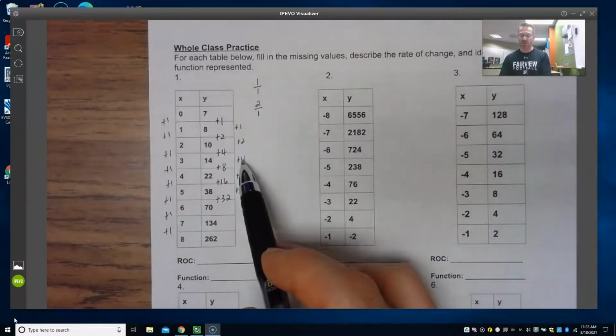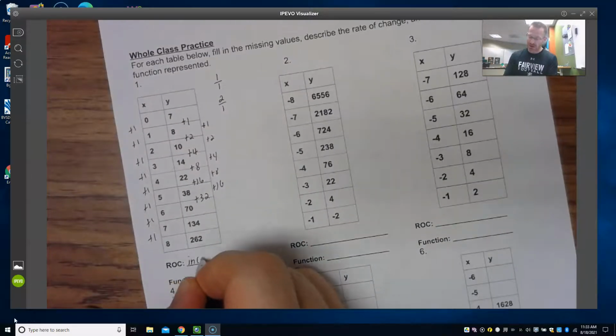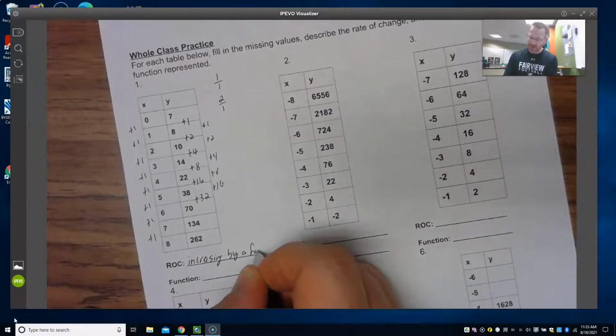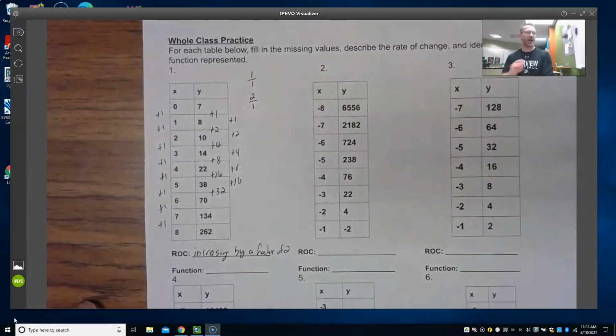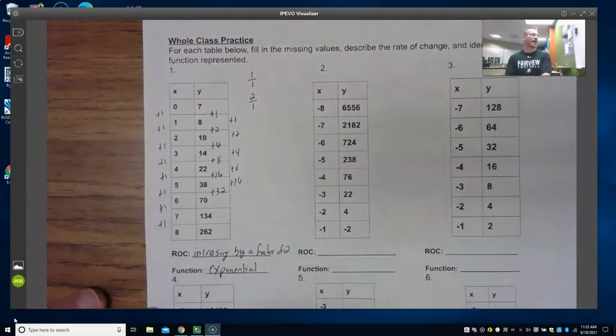But how are these numbers changing, right? Can you see that they're multiplying by 2, right? 2, 4, 8, 16. So my rate of change is increasing by a factor of 2. And we definitely want you writing that out, right? And that's why it's an exponential function. So we want you to get in the habit of using the vocabulary, putting it on paper.